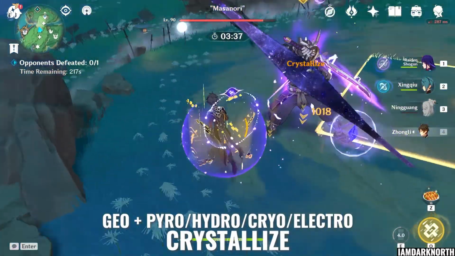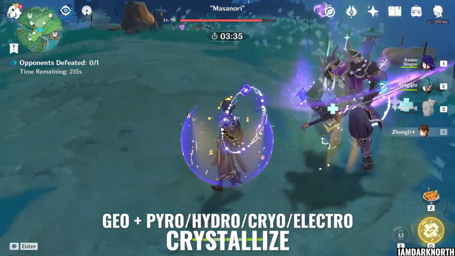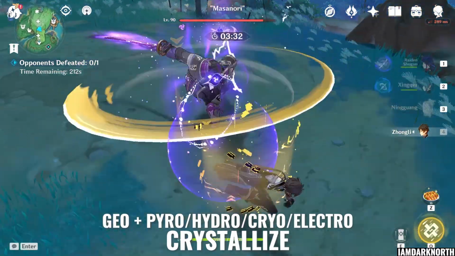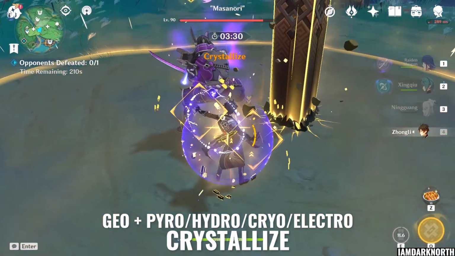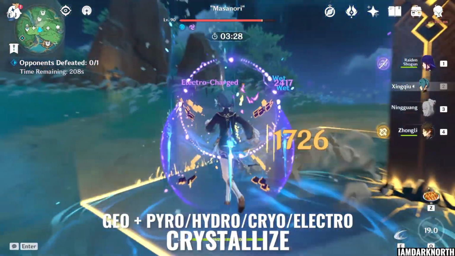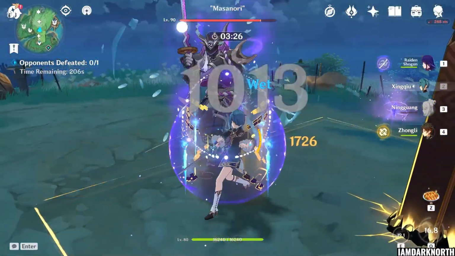This elemental shield will be more effective in absorbing damage against its own element compared to other elements. The shield strength of these shields scale with elemental mastery only. And that is all the reactions in Genshin Impact.